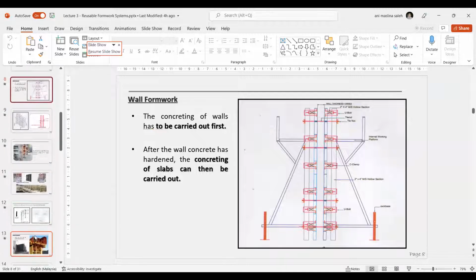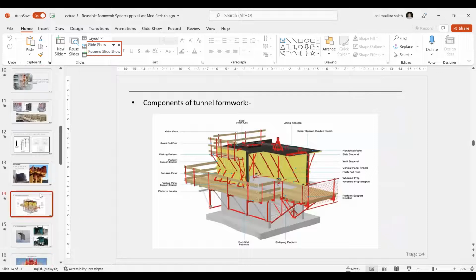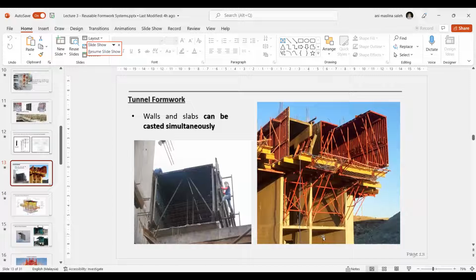I mean, the way they arrange it is most likely traditional, where you have to do sheeting and you have to do prop. But with IBS steel formwork, it is much better in terms of stability and the strength of the formwork itself. It is more stable compared to the traditional formwork that uses timber.